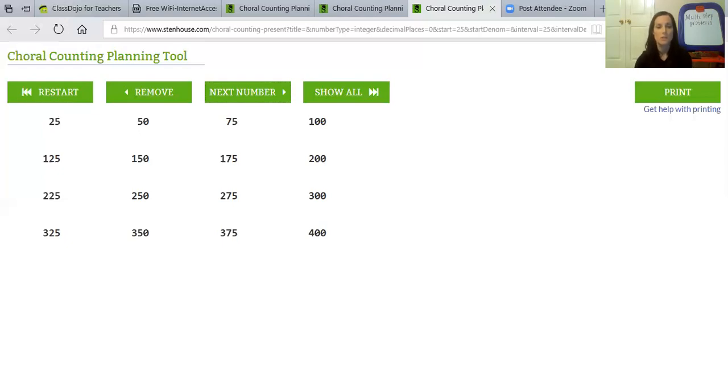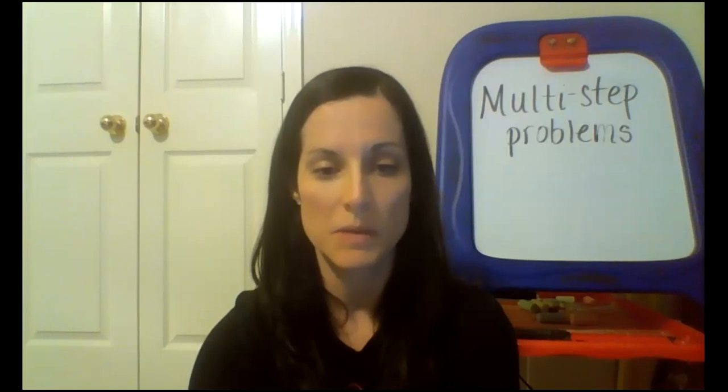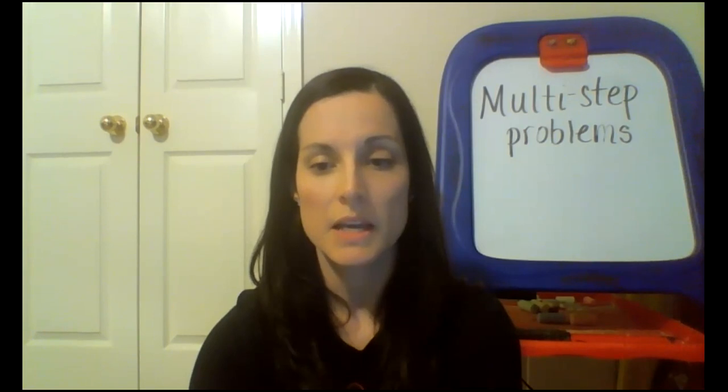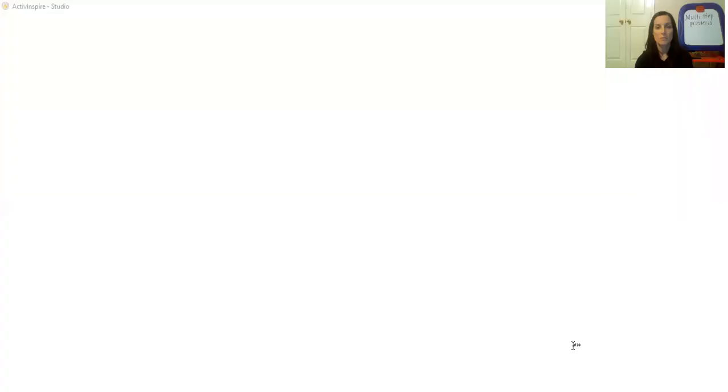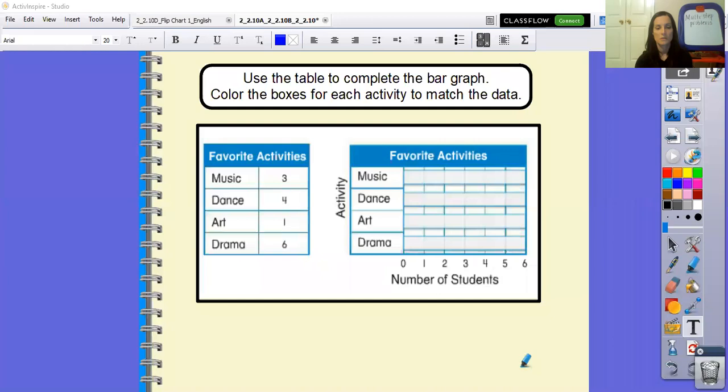So I'm going to stop my share with you and share my screen again to show you my flip chart. And we are going to talk about bar graphs. And remember, bar graphs are just an easier way to display data. So we are going to use the data over here that has favorite activities. That is the title of our data, and we're going to transfer it to our bar graph.